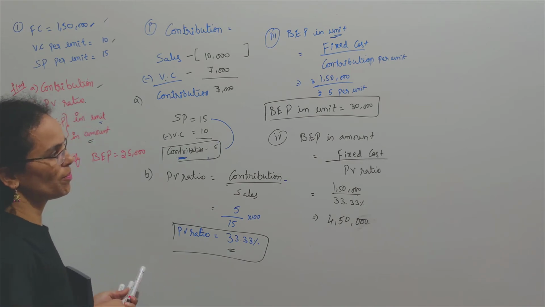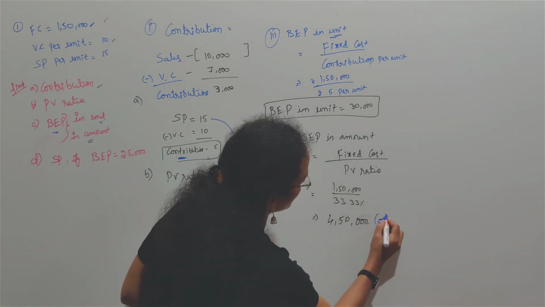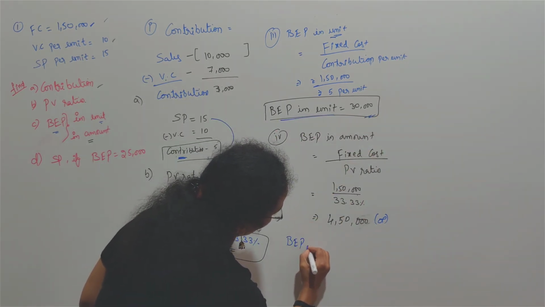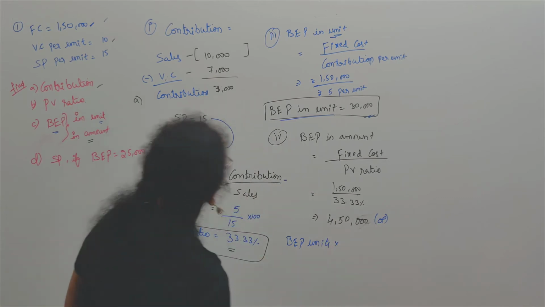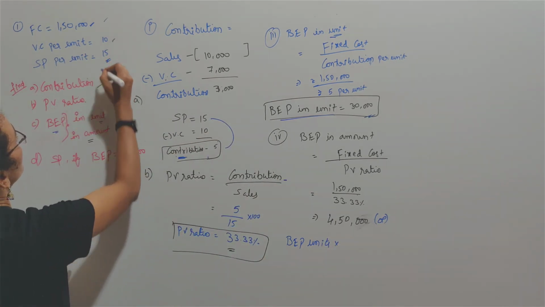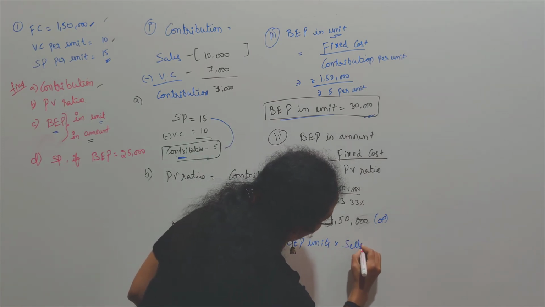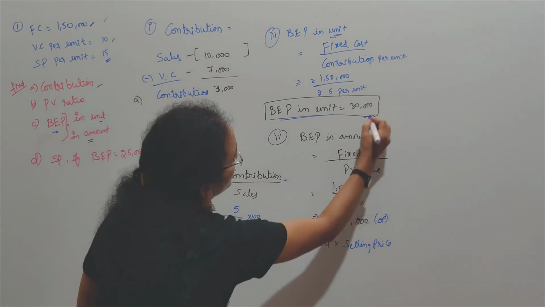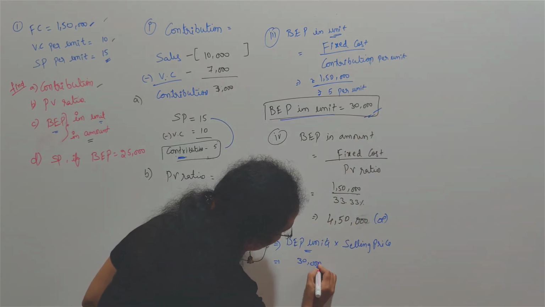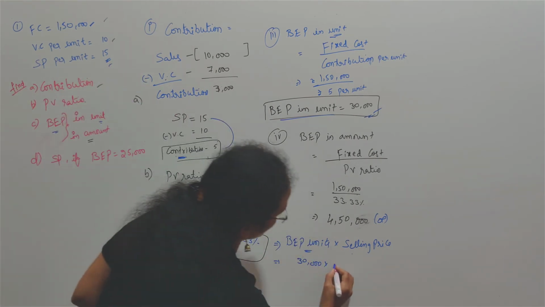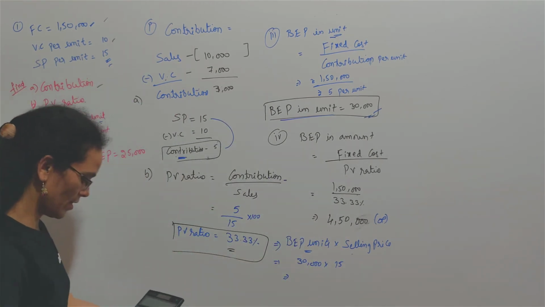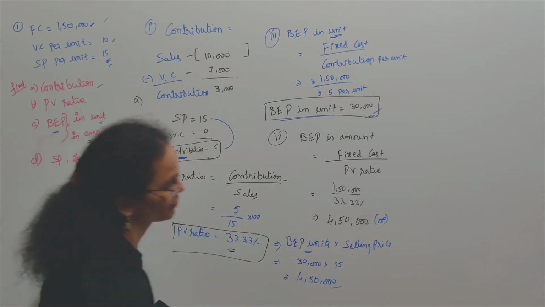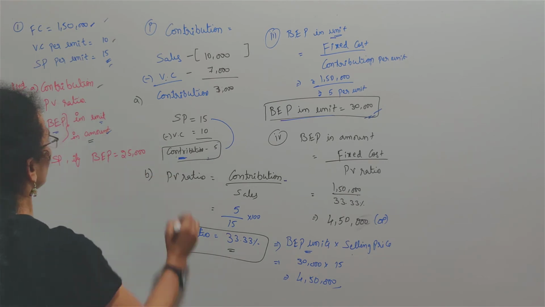Another way of finding the break-even point in terms of amount is break-even point in units multiplied by rate per unit. Break-even point in units is 30,000 and the selling price is 15 rupees. So 30,000 into 15 is 4,50,000. Right?